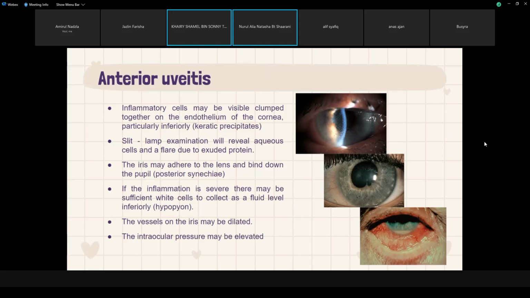As you can see, the first picture is, sorry, can you, doctor, show with the mouse?